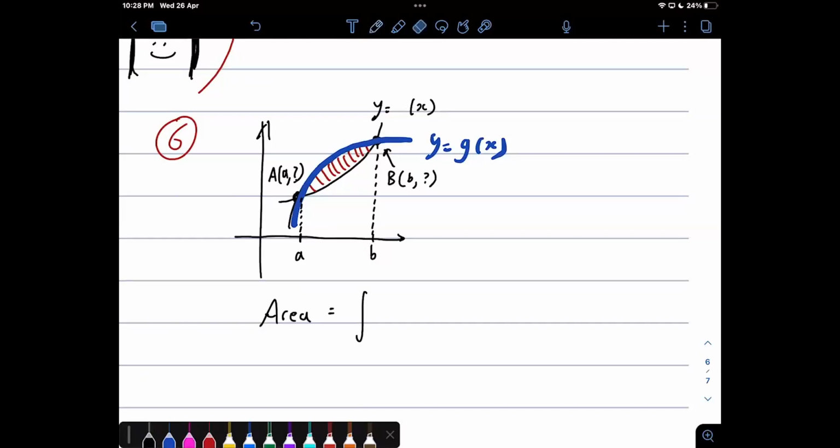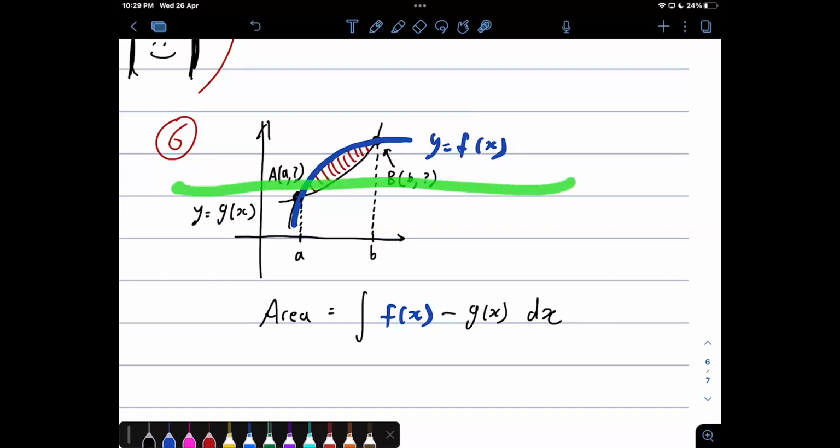Let me go back to the original. Sorry, you hear F there. I prefer my top function to be F. There's no difference, it's just a notation. Can you see that the blue curve is above and the black curve is below? Maybe it's smarter if I label my y equals g of x like this, so I can clearly see f of x is above, g of x is below. You always take the top curve minus the bottom curve in terms of x.